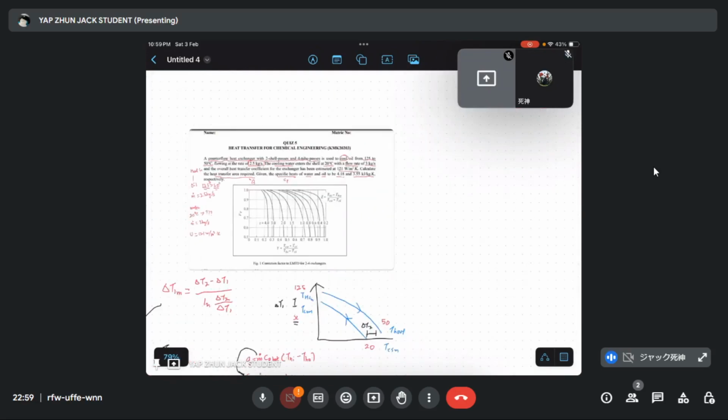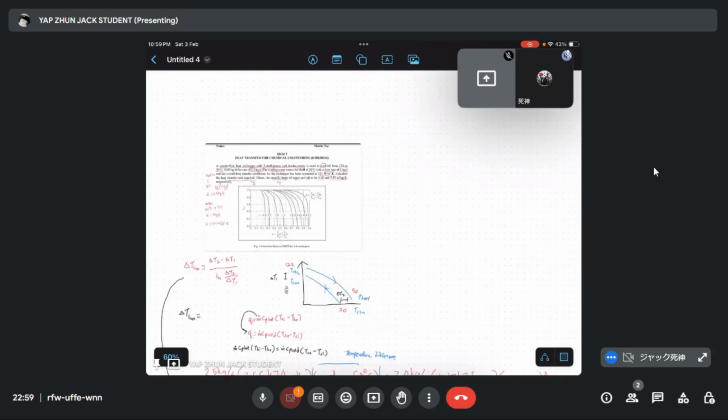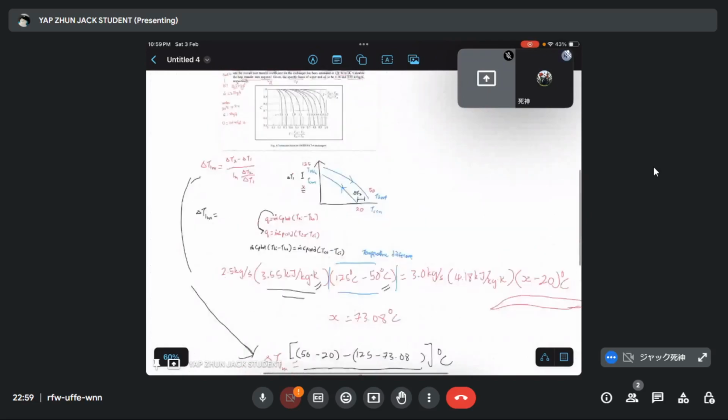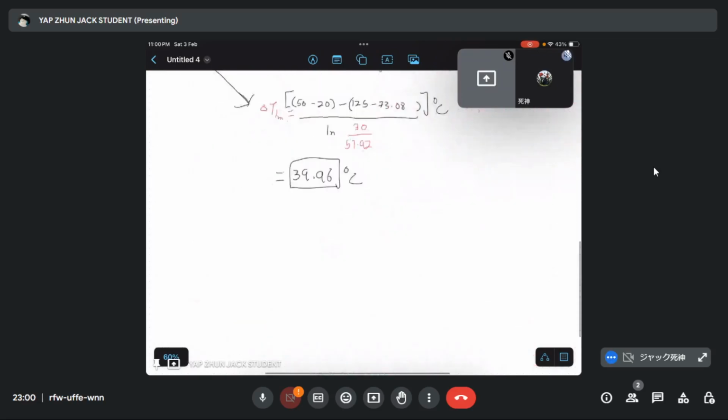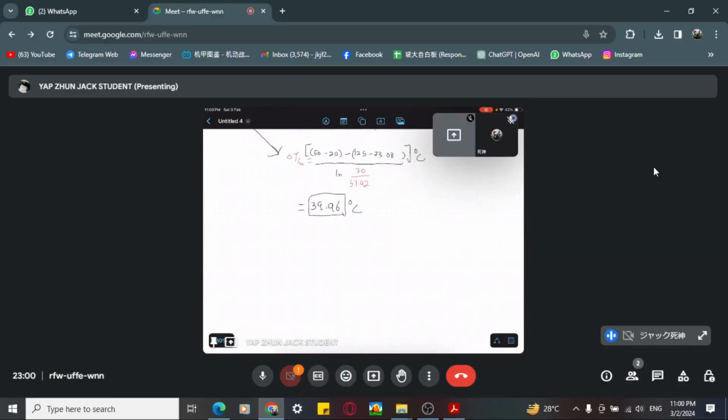They won't give the appendix that you won't use. So after I get TLM, now I want to find my TM. Why? Because it is a multiple pass exchanger. So actually I want to find my TM. So let's go to our slide.